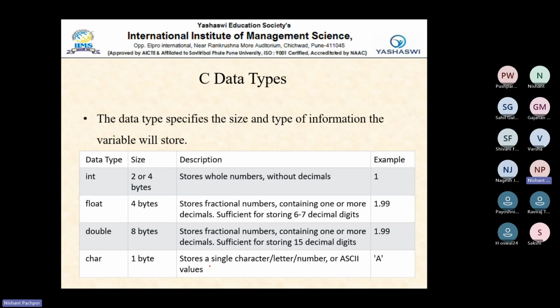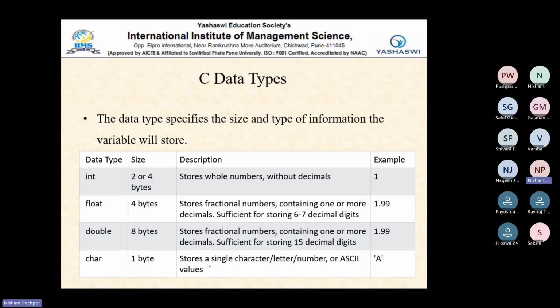Float is also 4 bytes of memory location. 4 bytes of memory locations will be used there. Then after that, 4 bytes of memory locations use केल्यानंतर it stores fraction values. आपण फ्लोट मध्ये काय करू शकतो, स्टोर द फ्रॅक्शन व्हॅल्यूज कंटेनिंग one or more decimals. एक पेक्षा जास्त आपण डेसिमल तिथे स्टोर शकतो. Mostly when you are defining the float, it takes a 6-digit precision for storing the numbers. 1.99, that is the example we have written here.